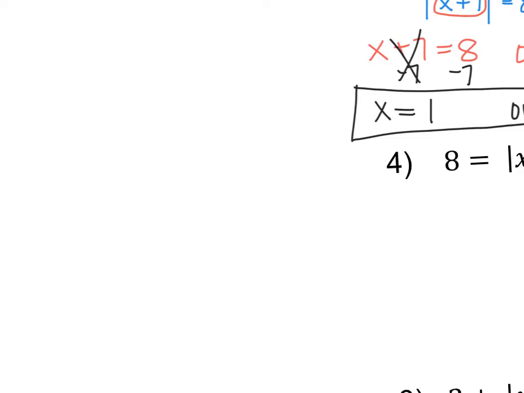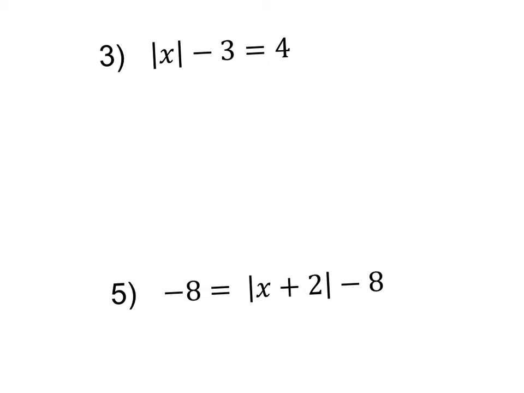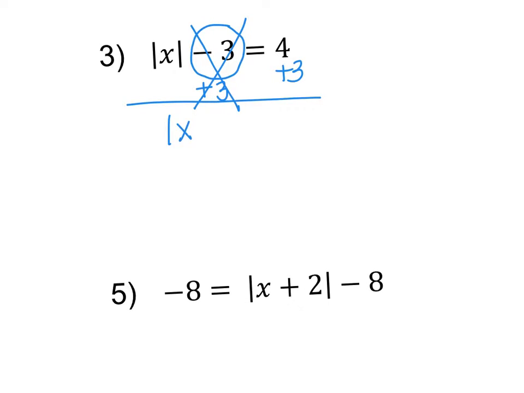Let's try some more. Okay, number 3. We have to get the lines, or the absolute value, by itself. That means we have to get rid of minus 3. Well, to get rid of minus 3, just add 3 to both sides. The 3's will cancel. We get the absolute value of x equals 7.